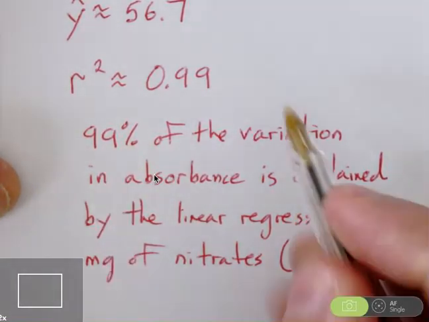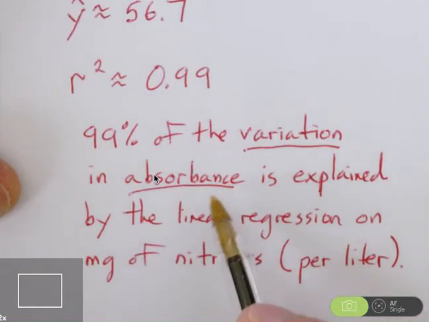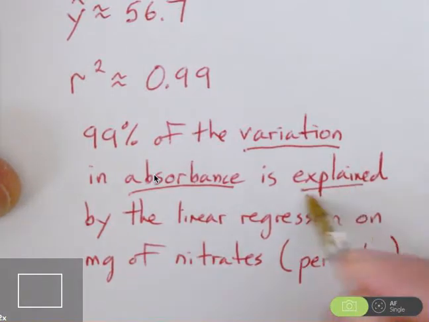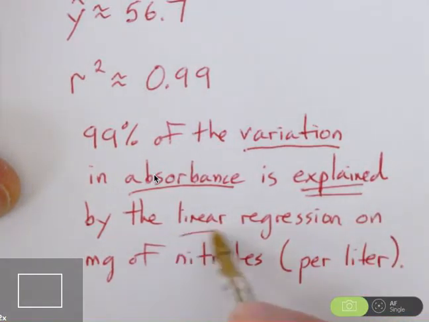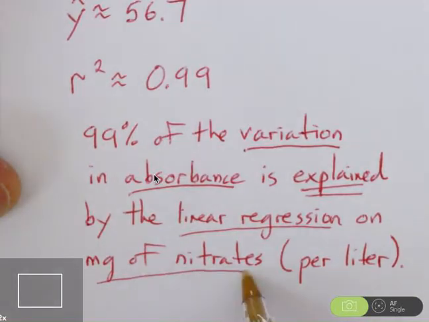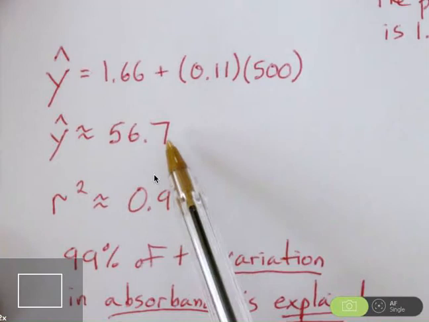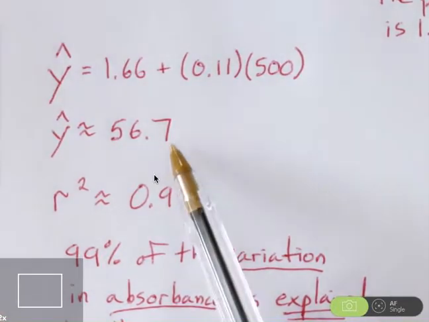99% of all of the variation that we see in absorbance, all of that response variable, 99% of the variation in that response variable is indeed explained by our linear regression, or our linear model, or the line on milligrams of nitrates, using this particular explanatory variable. So again, because I'm explaining so much of the variation in absorbance using this linear model, if I use this linear model to actually make my prediction, again, that's evidence that I would expect that prediction to be pretty accurate.